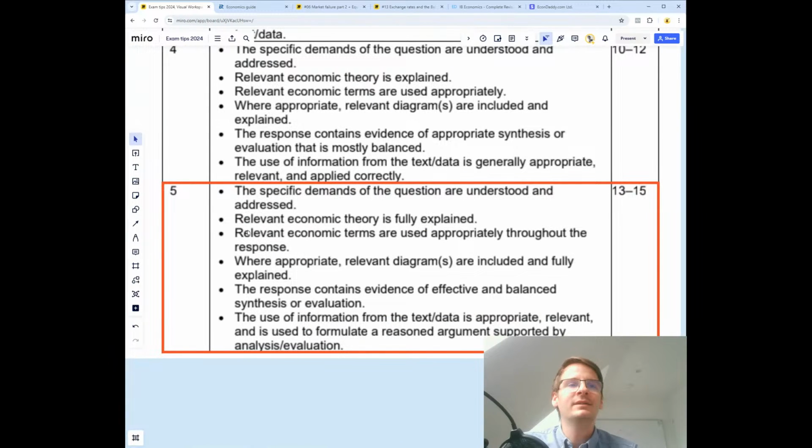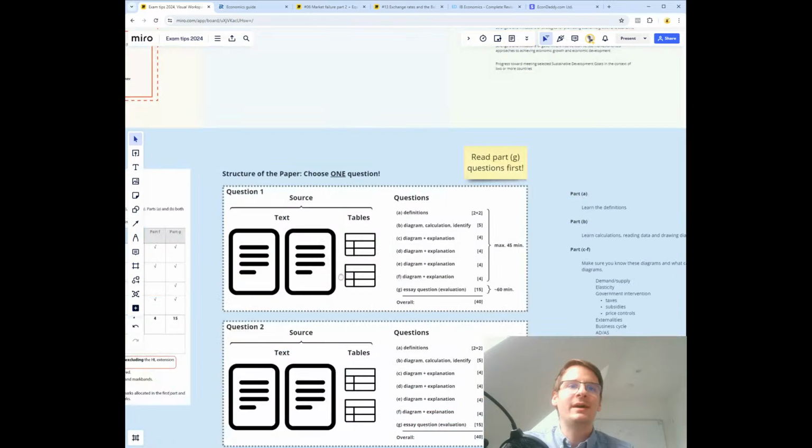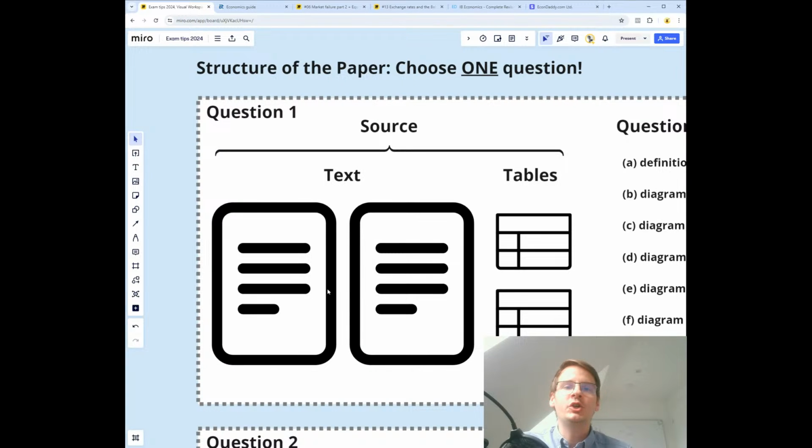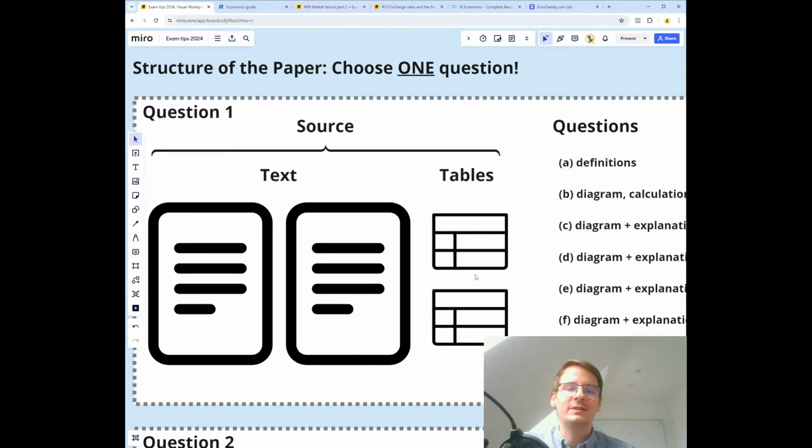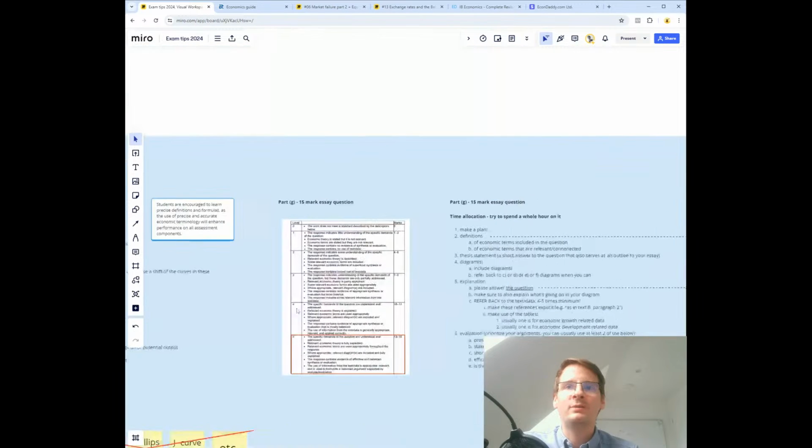If you check out these level descriptors, you will see that these are almost completely identical to that of paper 1 part B. However, the last one is no longer about a real-world example. Instead, it's the use of information from the text data being appropriate, relevant, and used to formulate a reasoned argument supported by analysis and or evaluation. This means you have to refer back to the source. That's the reason why the IB was giving you these sources, usually quite a lot of text and then at least 2 tables. So how to tackle that question?